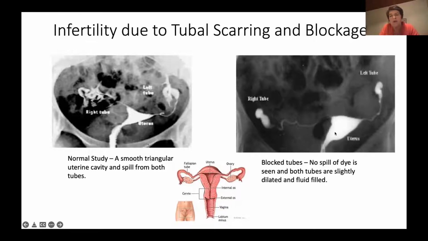This woman who's having fertility problems has blocked tubes. So basically there's dye in the uterus. It gets up to the end of the fallopian tube, but you can see it doesn't spill into the pelvic. These are both blocked. It's as if you took a garden hose and tied a big knot in it.